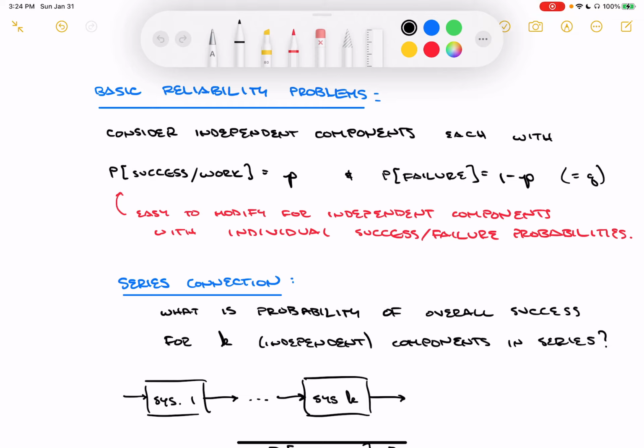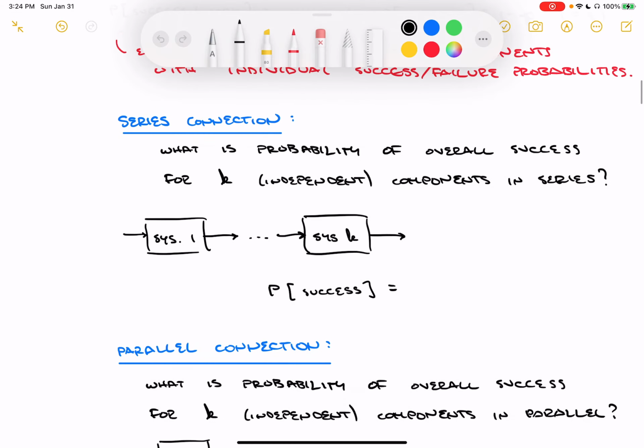This would be really easy to modify for independent components that had individual success or failure probabilities. In other words, where you would maybe subscript the p based on which particular element you were dealing with in this overall system. Let's look at the two common configurations we find in engineering.